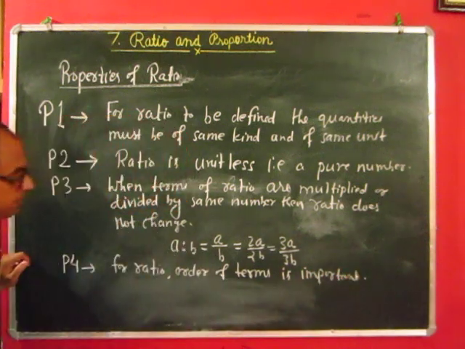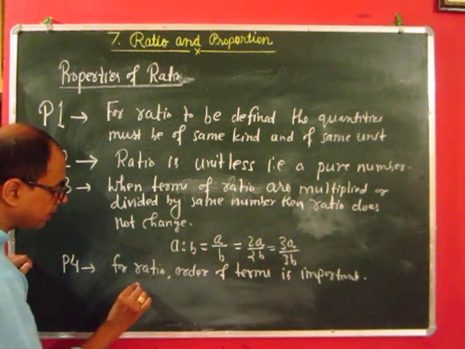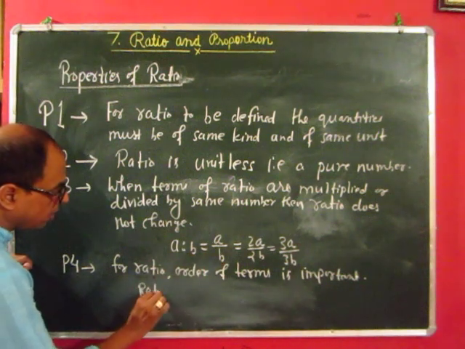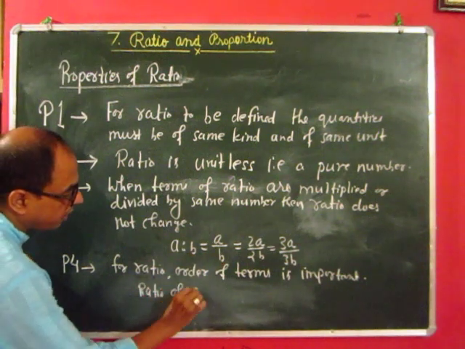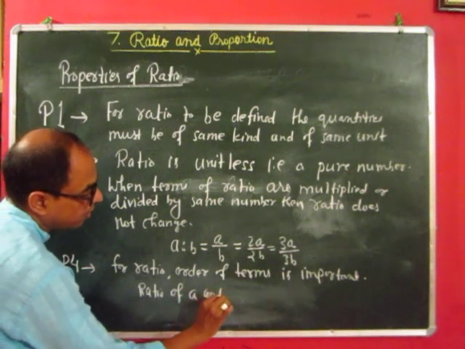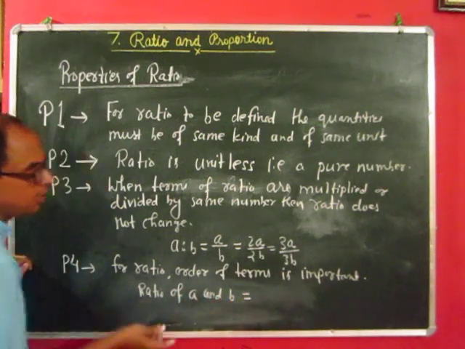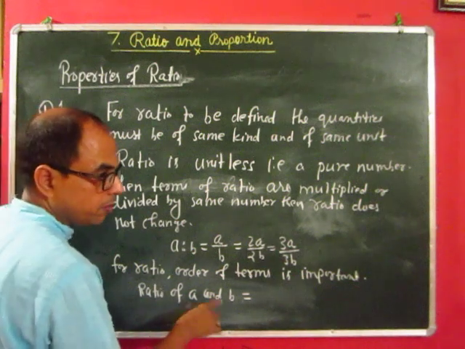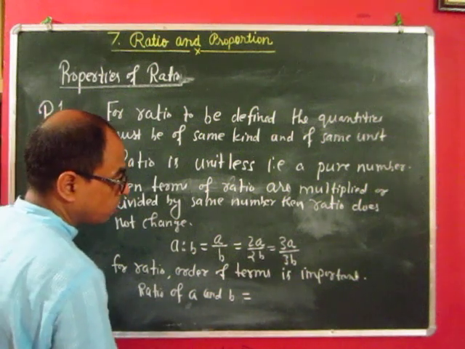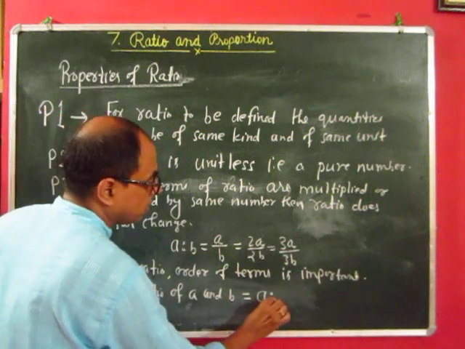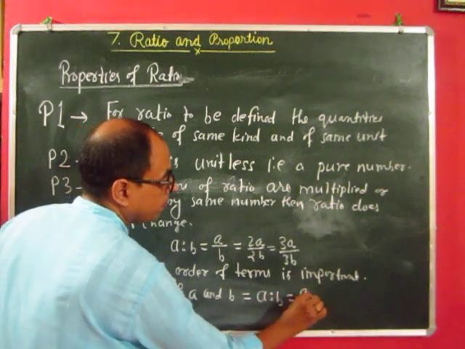So what does it mean? If I say the ratio of A and B, in the sentence A is given first and B is given next. Clear? So its ratio will be A is to B. That is A by B.